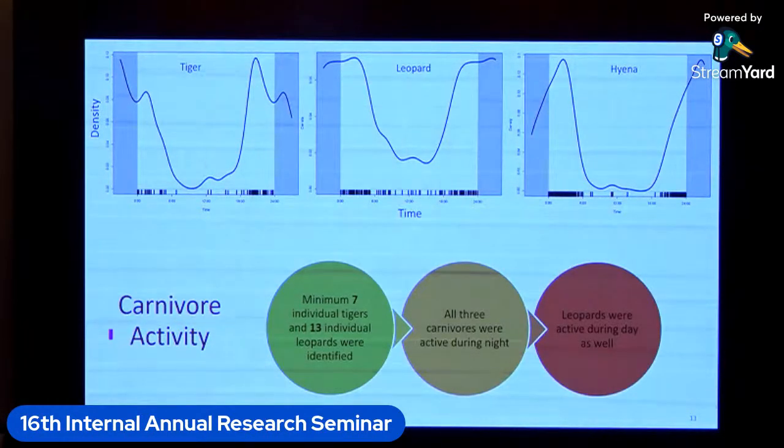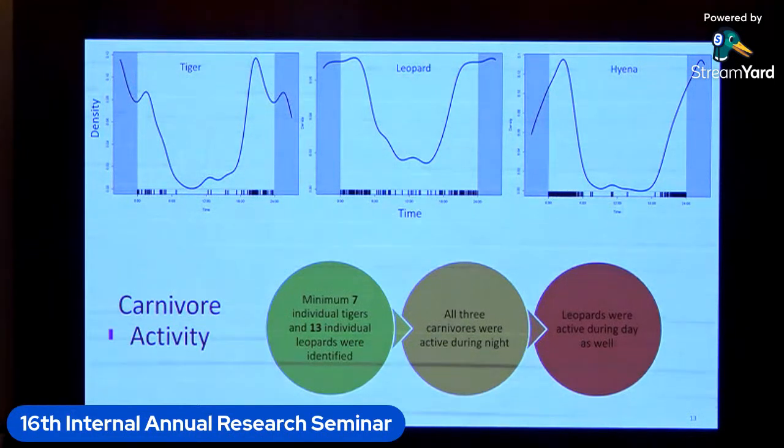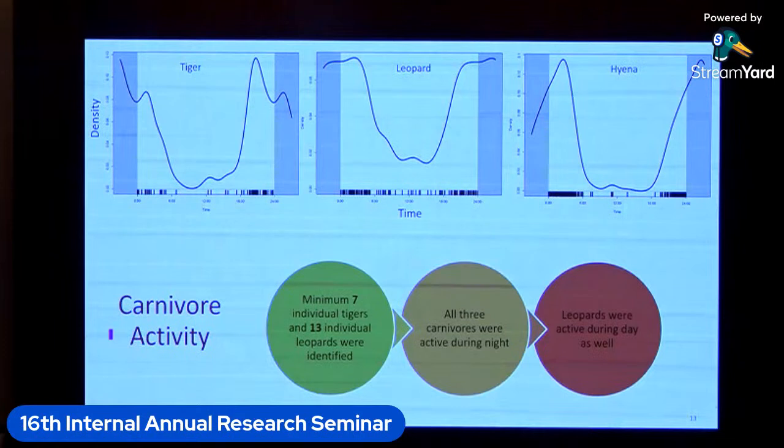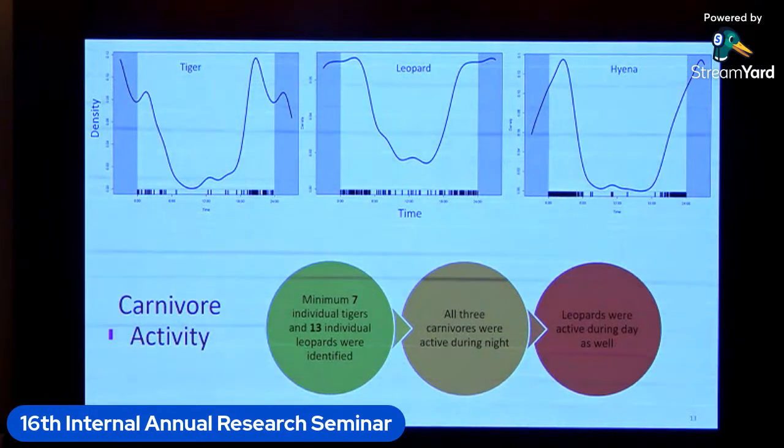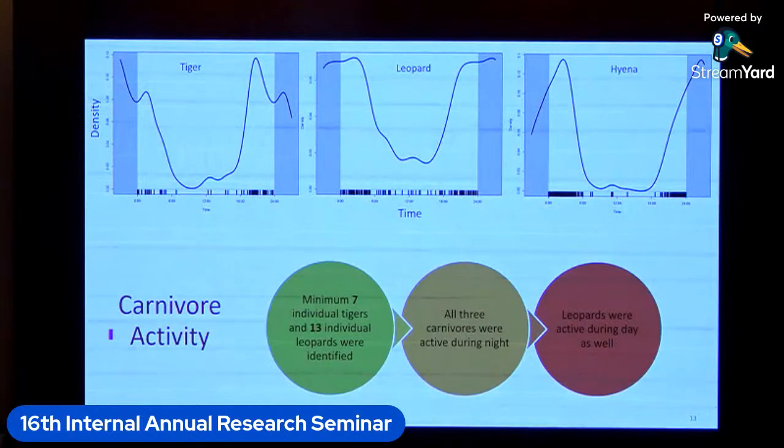These are the three major carnivores present there: tiger, leopard, and hyena. We identified 7 individual tigers and 13 individual leopards in the study area through the camera trap images. All three carnivores showed the same pattern. They were all active during night, but leopard was comparatively more active during daytime.